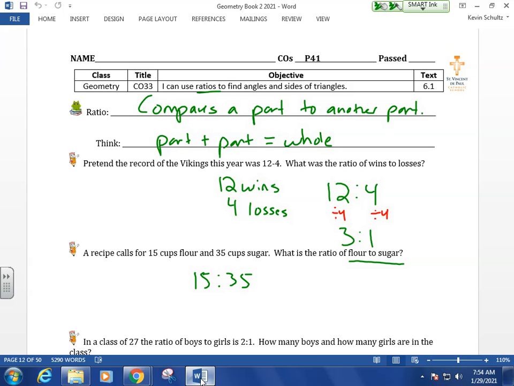So 15-35 is the ratio. We can simplify this, again, just like a fraction. Our greatest common factor of 15 and 35 is 5. So 15 divided by 5 is 3. 35 divided by 5 is 7. Basically meaning that for every 3 cups of flour we use, we'll be using 7 cups of sugar. That's the appropriate ratio for this recipe.